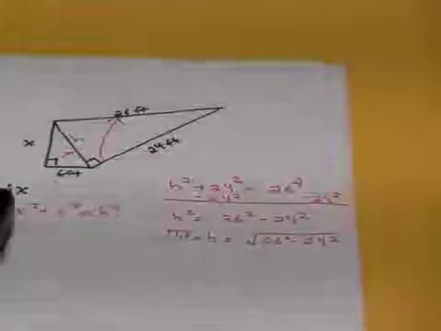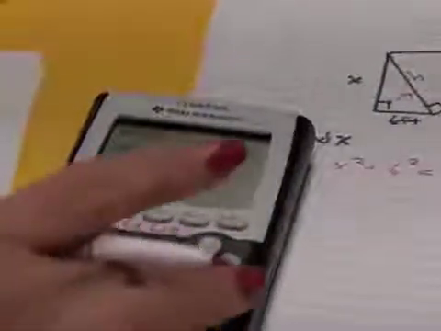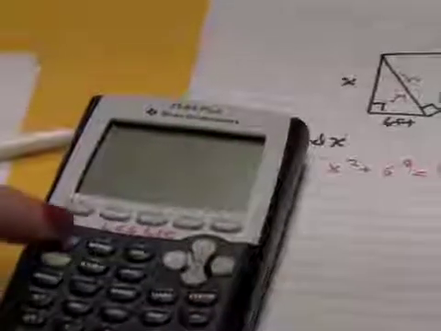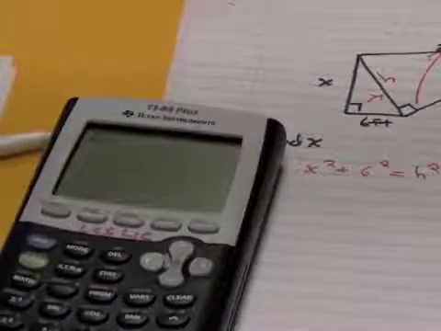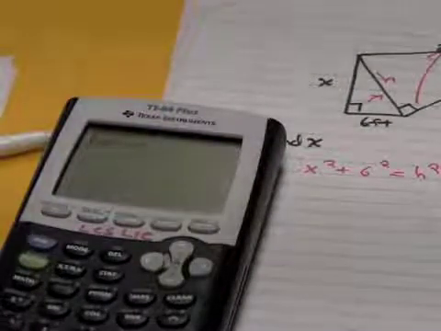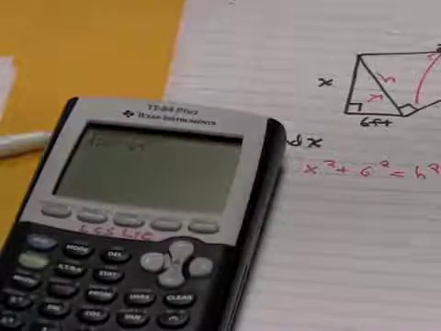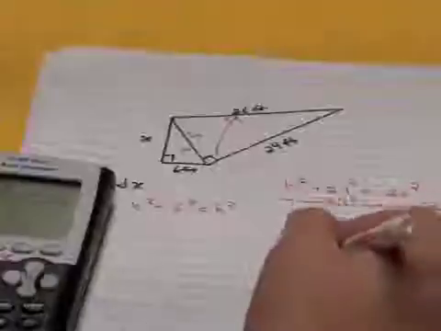And if you can resist finding out what the individual squares are, you can just start with a square root, 26 squared minus 24 squared, and your calculator will tell you that h equals 10.